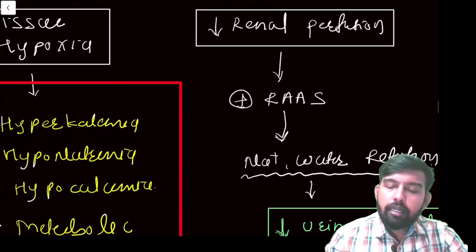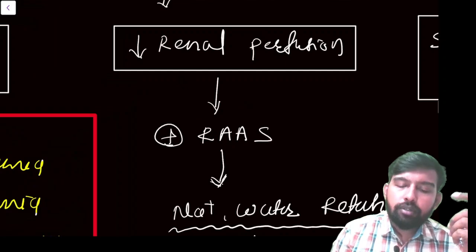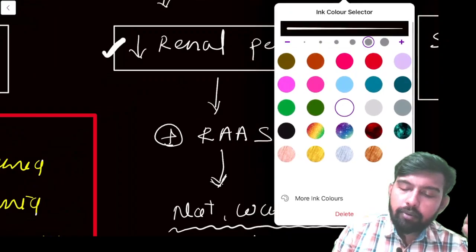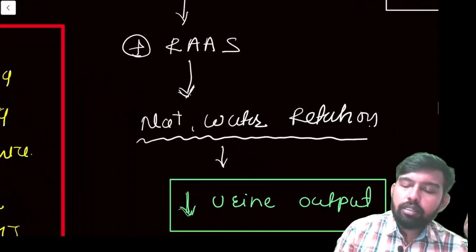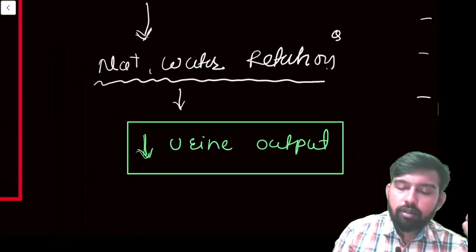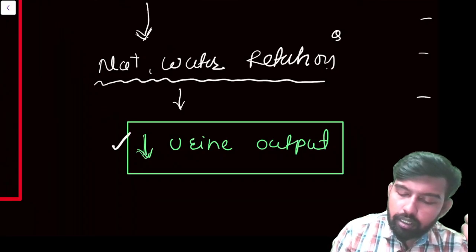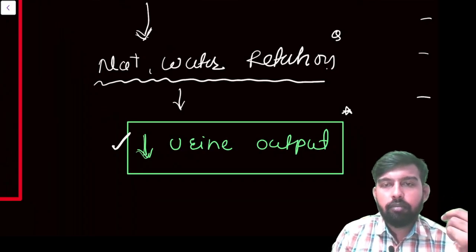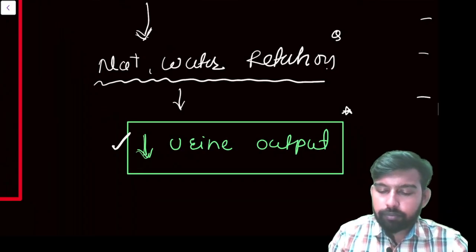And because of the decreased cardiac output, there is reduced renal perfusion, which ultimately activates the renin, angiotensin and aldosterone system, which causes sodium and water retention, and it will result in decreased urine output. So because of the shock, there is decreased renal blood flow that ultimately leads to decreased urine output.